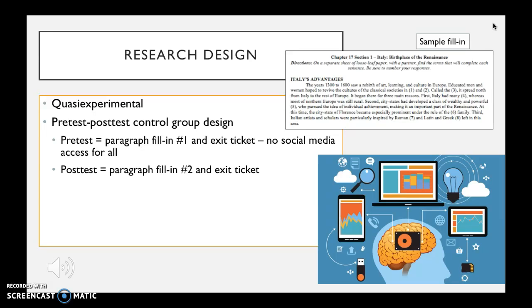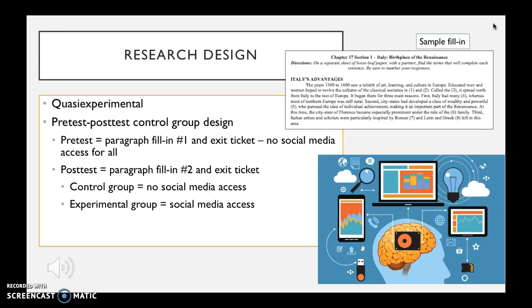The post-test followed the same format, but the control group continued to be restricted from social media access, while the experimental group was permitted access. This led me to evaluate whether the treatment, being social media access, had an impact on retention and classwork.